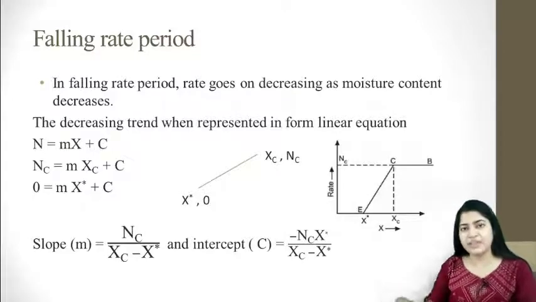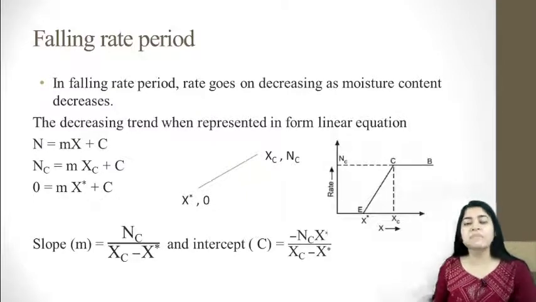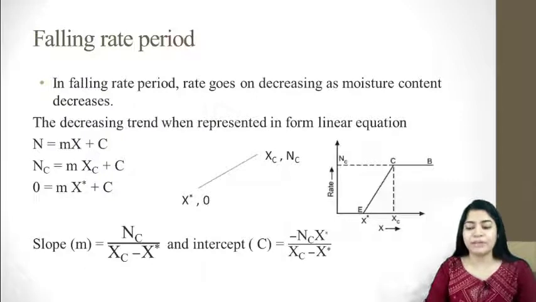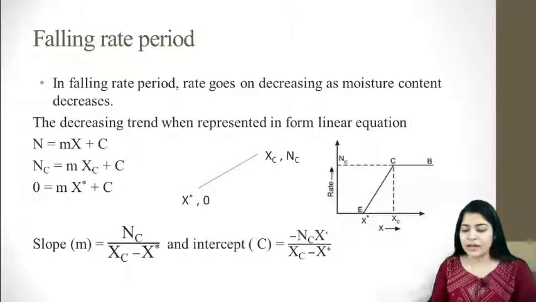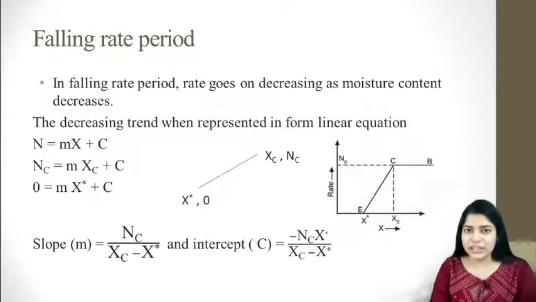Let's take the assumption that your trend followed in the falling rate period is a straight line. Hence your representation of rate is what? Mx plus C, the equation of a line. Now at point C, what is the representation? NC is equal to M into Xc plus C, because at point C the moisture content is Xc.